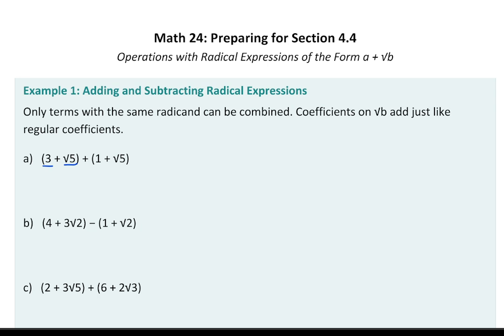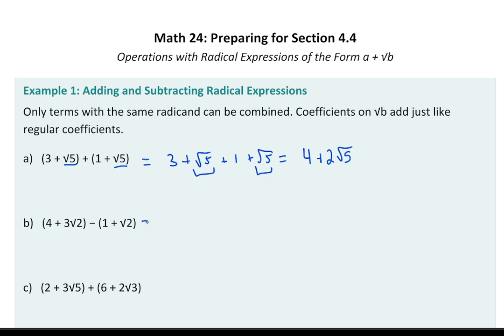Now, when you have a square root with the same number underneath it, like we have here with the root 5 and the root 5, those are like terms, so we can combine those. So with this expression, we can do 3 plus root 5 plus 1 plus root 5. Essentially, we can drop all the parentheses first. They were not necessary here. Now we can combine the 3 and the 1 to make 4. Now we have 1 root 5 plus 1 root 5. That gives us 2 root 5s overall.